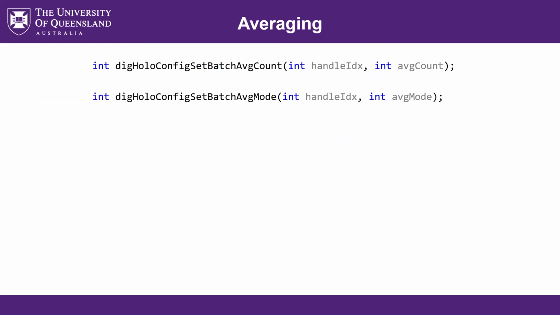Averaging is also supported. In this case, you can have multiple frames all measuring the same thing, and digHolo will average them together by adding them together constructively, so that is in phase. It'll assume that there's some phase drift in your reference from one frame to the next, and it'll calibrate that out by summing up all the frames in phase.